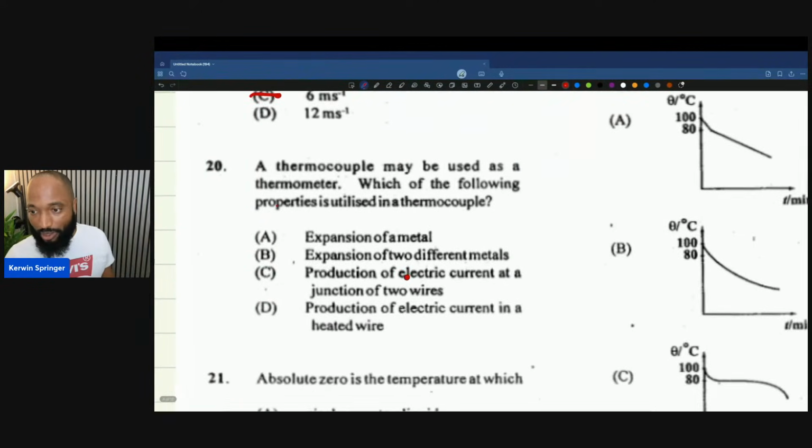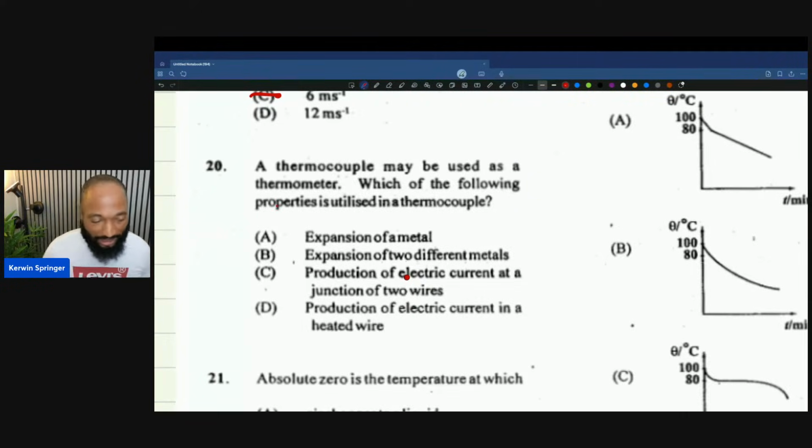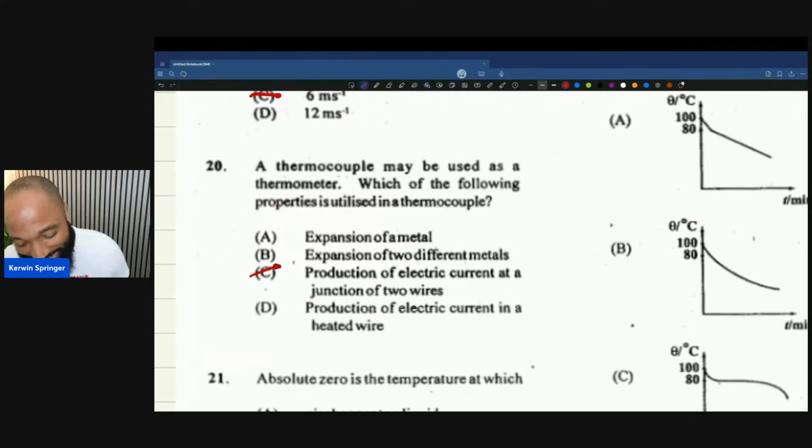And we're moving. A thermocouple may be used as a thermometer. Which of the following properties is utilized in a thermocouple? I'm just looking for the word junction. As soon as you see thermocouple, just look for the word junction, class, one time. Trust me on that one. All the rest aren't even making any sense.